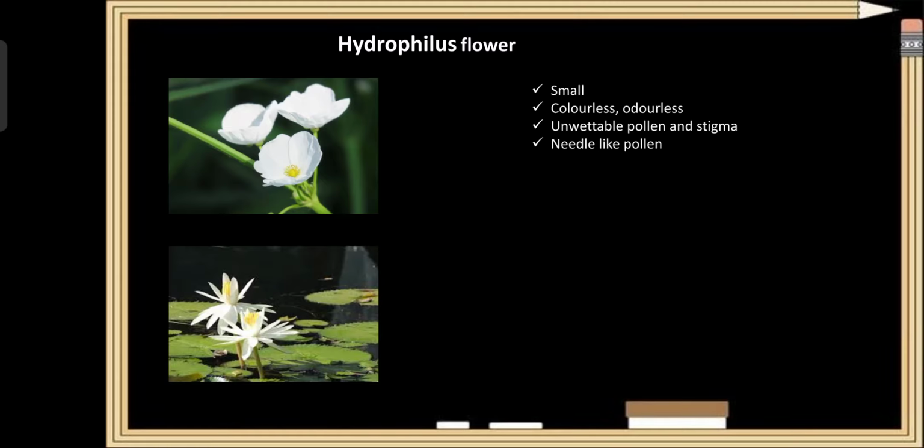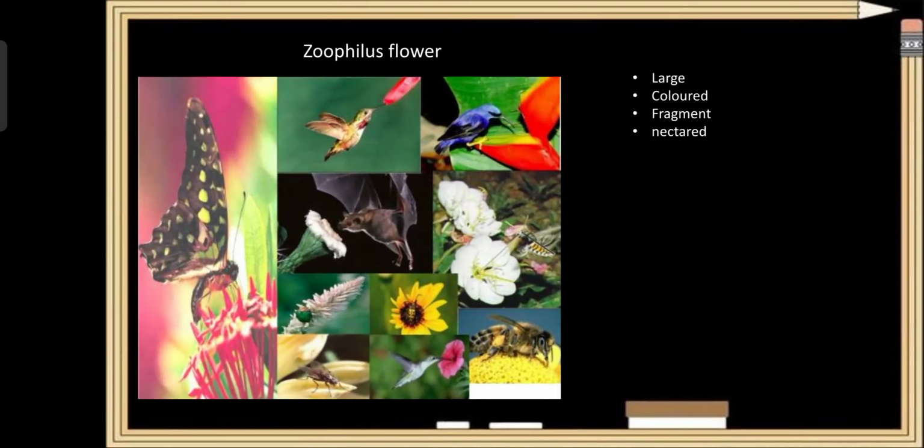Now we'll study the nature of the zoophilous flower. What is the nature of the zoophilous flower? The zoophilous flowers are larger in structure, they have highly colored petals, and they're highly fragrant and nectared in nature. So the zoophilous flowers are larger in size, they have highly colored petals to attract the insects, they have a very good fragrance to attract the insects and other animals, and they're highly nectared, usually for the butterflies, the bats and the other insects.